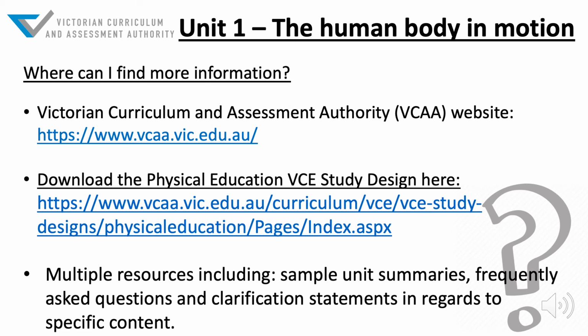So where can you find more information? Well, you can find it from the VCAA website, which is here. You can also download the Physical Education VCE study design by clicking on the second link. And this has multiple resources, including sample unit summaries, which are very useful, and frequently asked questions about Units 1 and 2, and this is actually a great resource because you can also look at 3 and 4. And it also supplies clarification statements in regards to specific content that may be complex or people aren't too sure on. So there's the summary of Unit 1.